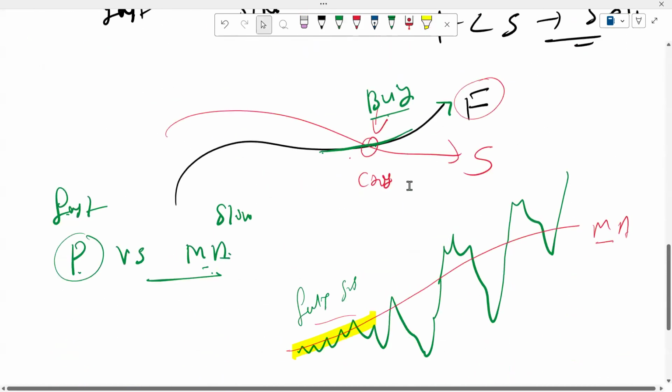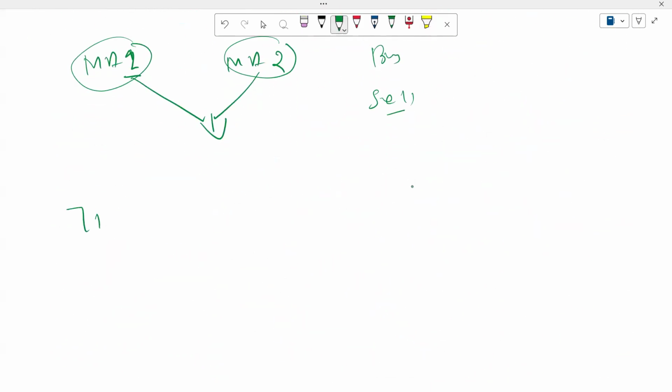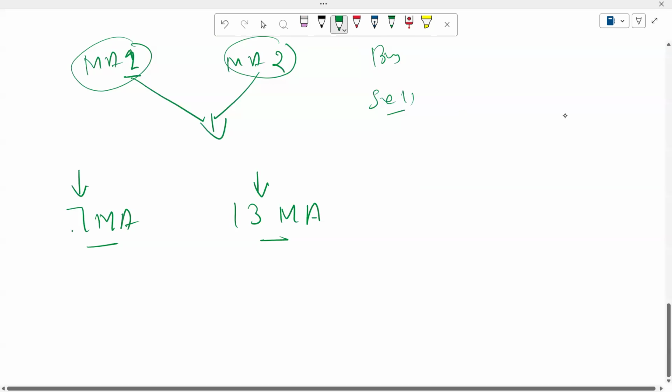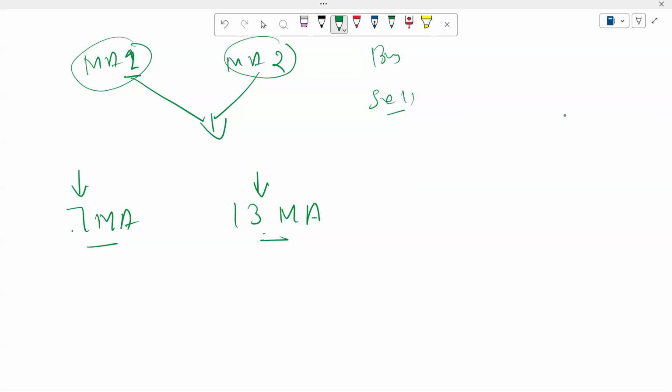So if I ask you, there is a 7 period moving average and there is a 13 period moving average. Can anybody tell me which moving average is faster, will react faster, 7 or 13? Because in the last class we have seen 7 means the average of the last 7 closing prices and 13 means the average of the last 13 closing prices. So which will be the fastest? Which will be the slowest? Can anyone tell me?